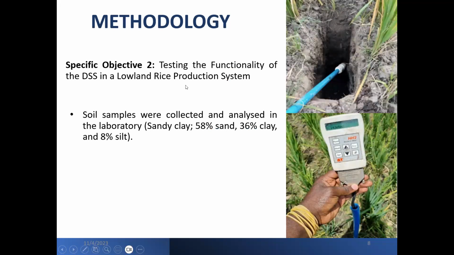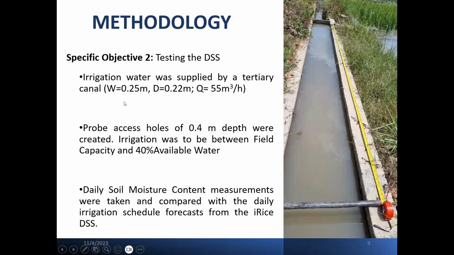So on objective 2, there was testing the functionality of the decision support system, and for this we had to check the soil type, so that the soil is part of what goes in the back end of the tool, and is used to calculate the soil moisture content.